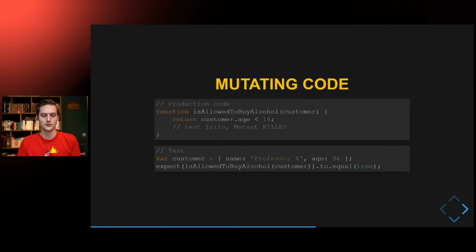Well, if we run our test below, the test will fail and the mutant has been killed because the test was able to detect the mutant. But if we change the code to greater than instead of greater than or equal that we had originally, the test still passes and the mutant has survived. This means we either have to write another test or we have a bug in our current test.